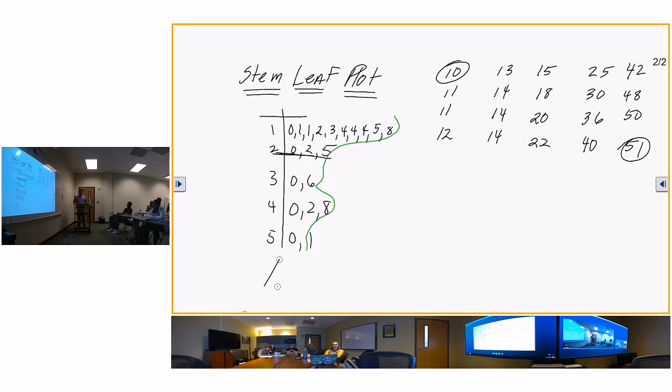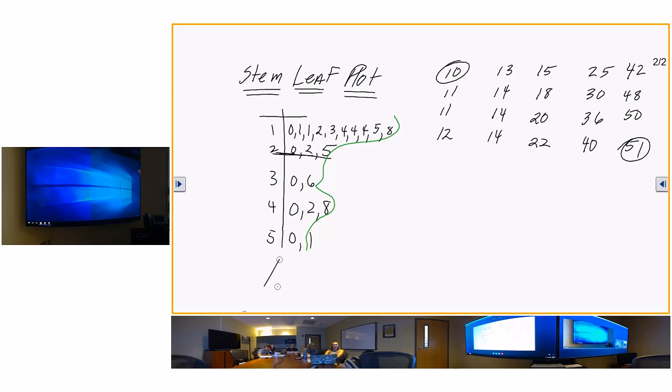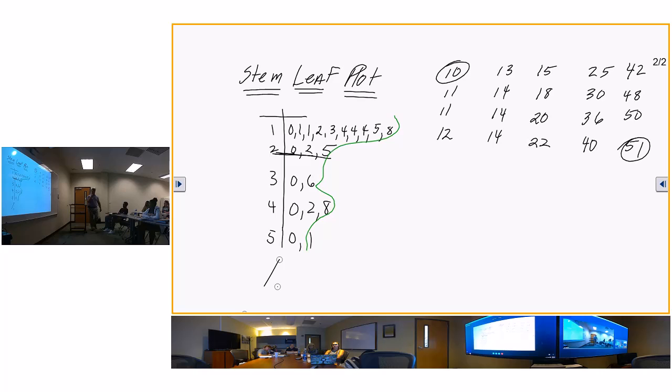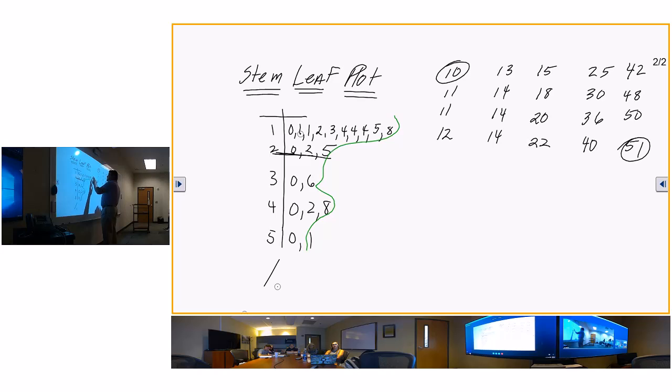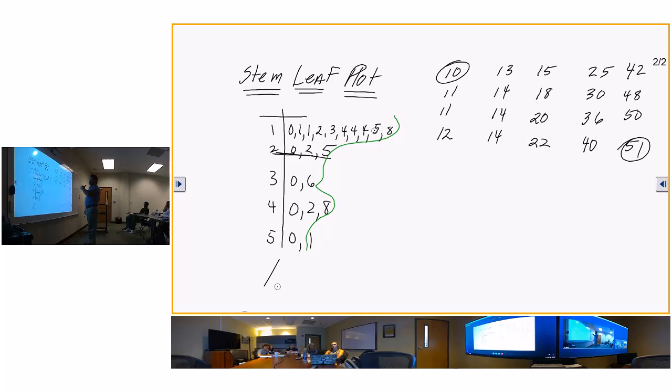The dot plot is the same, except instead of having 0, 2, you're going to have the number of how many numbers do you have. In other words, 1, 2, 3, 4, 5, 6, 7, 8, 9, 10. Instead of having 10 digits here, you're going to have 10 dots. Now, why is that not good? Because you don't know what those numbers are.